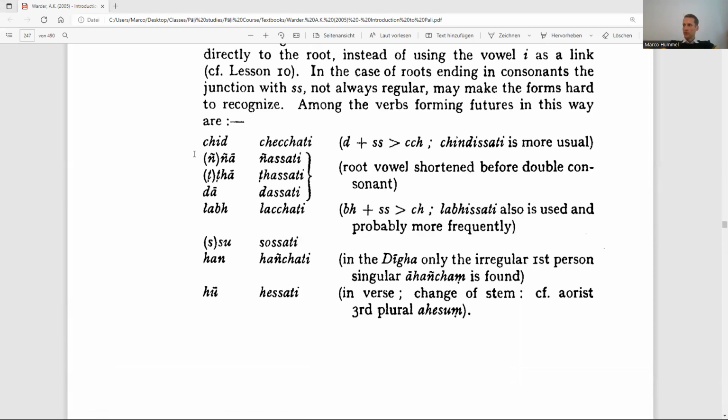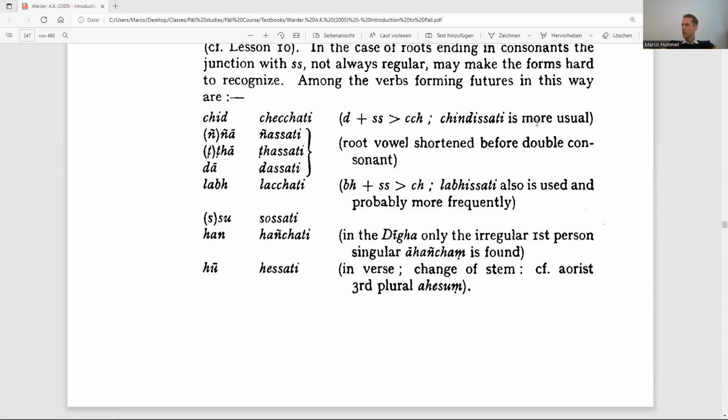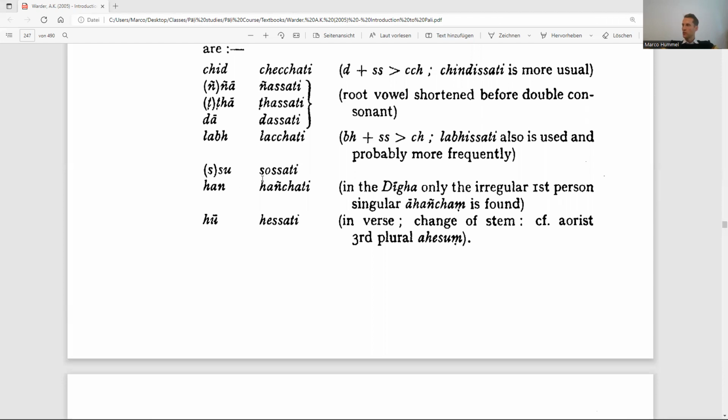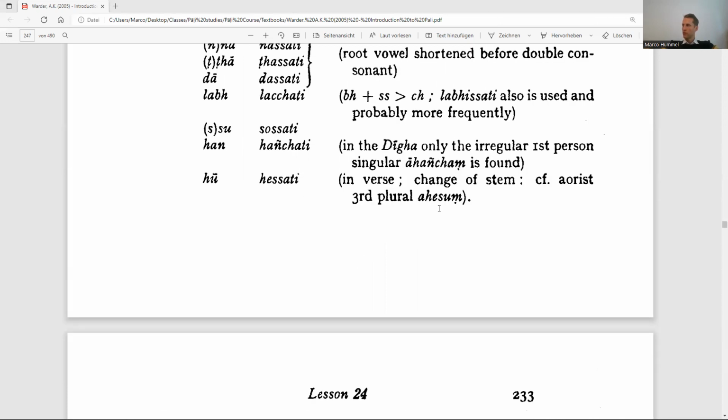And then we have, for example, chit, then chindisati is the more usual form, and then we have checchati. Chit, chindati, chindisati, checchati; nya, janati, nyasati; ta, pitati, tasati; da, dadati, dasati; lapati, lapchati, and labisati is also used. Su, sunati or sunoti, sosati; han, hanati, hanjati, and in the Digha Nikaya only the irregular first person singular ahanchang is found. Hu, hesati in verse, change of stem, and the aorist third person plural by comparison is ahesung.